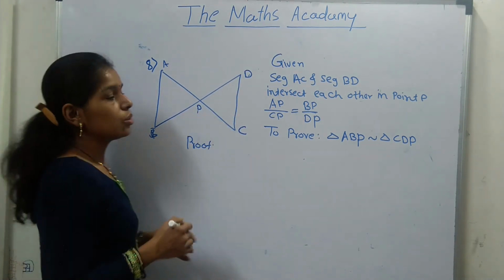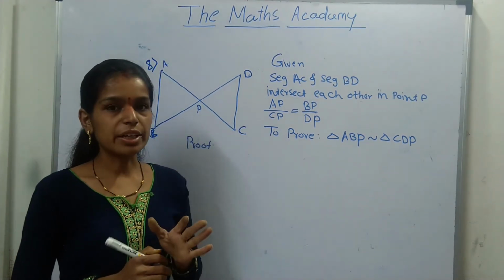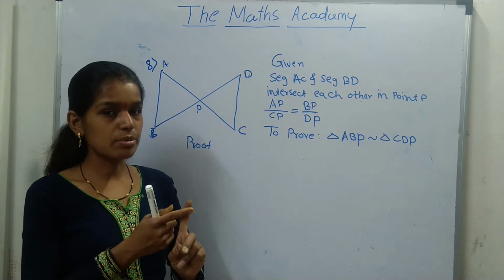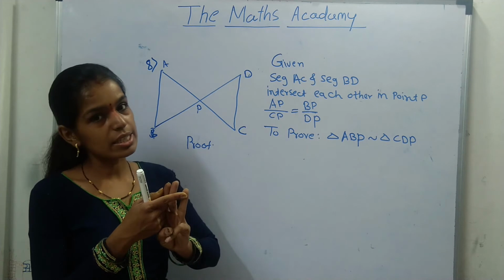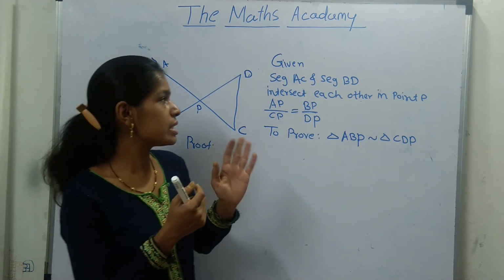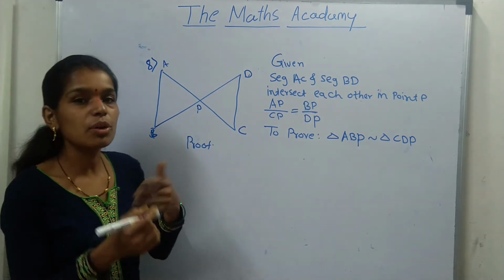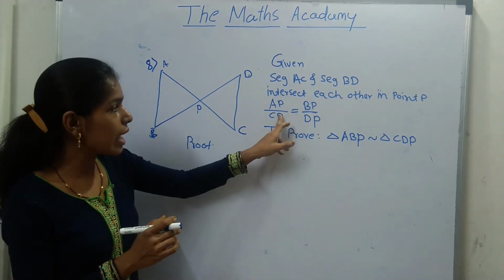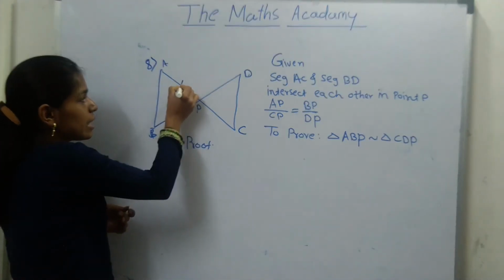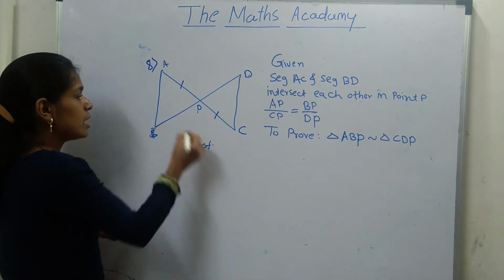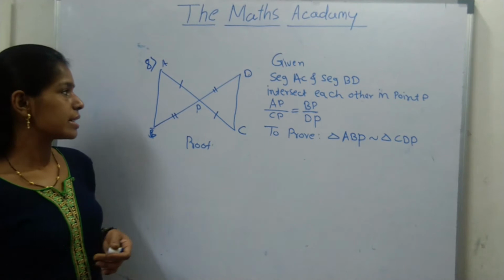Now, to show that the triangles are similar to each other, we have three different criteria: the AA test of similarity, the SSS test of similarity, or the SAS test of similarity. Among these three tests, you can apply any one, but which are you going to apply here? Here it is given that the ratio of two sides are equal, that is AP upon CP is equal to BP upon PD.